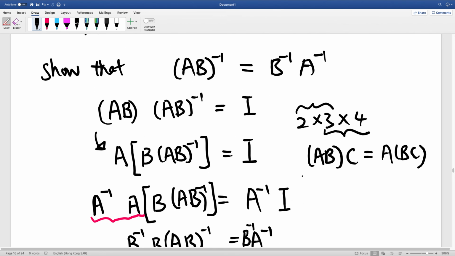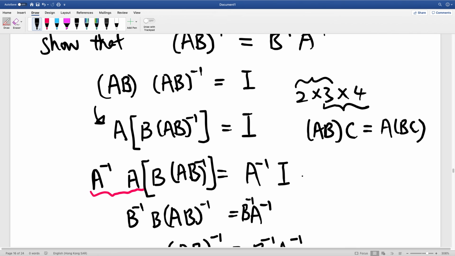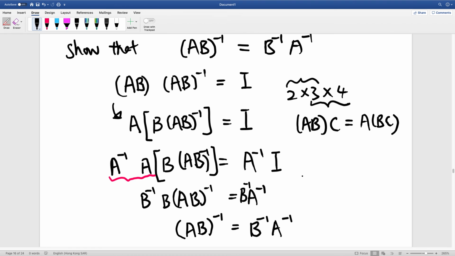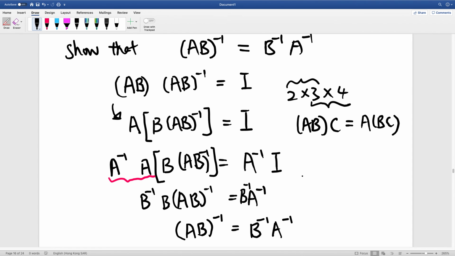B inverse times B is the identity matrix. Identity times anything is still anything. Anything times the identity matrix gives you the thing. You may consider the identity matrix as 1 in the real numbers.